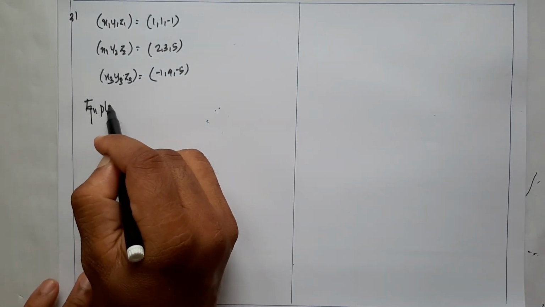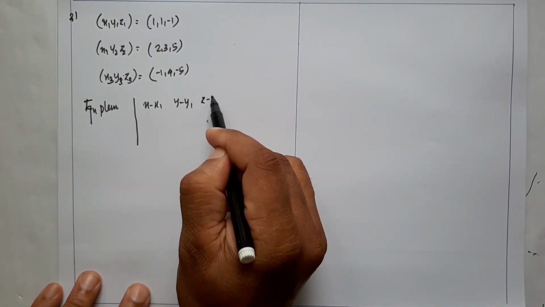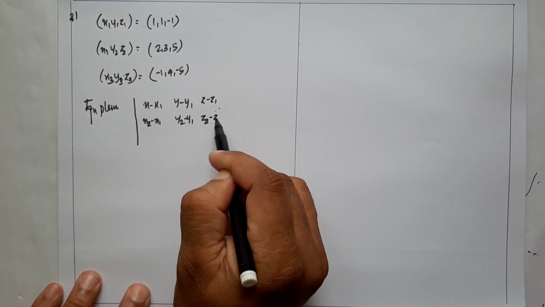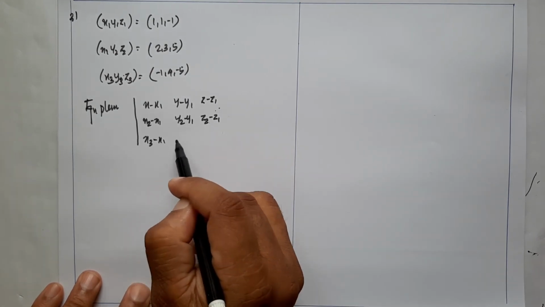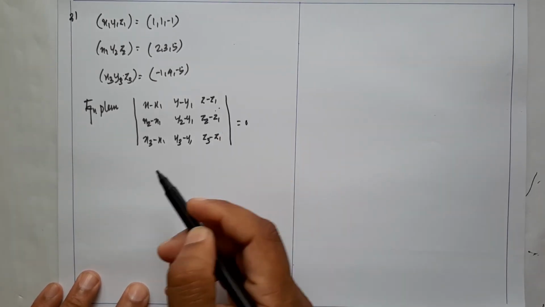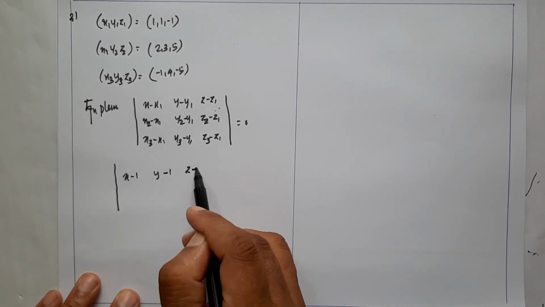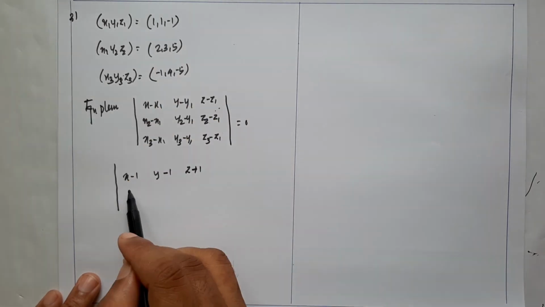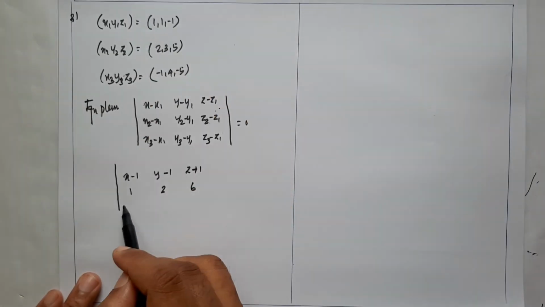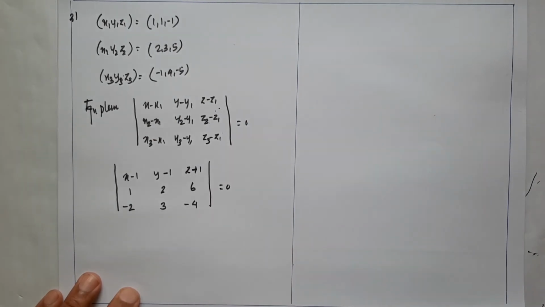You know the equation of the plane is the determinant x minus x1, y minus y1, z minus z1, x2 minus x1, y2 minus y1, z2 minus z1. Third row x3 minus x1, y3 minus y1, z3 minus z1 is equal to 0, and the determinant, that is x minus 1, y minus 1, z plus 1. 2 minus 1 is 1, 3 minus 1 is 2, 5 minus minus 1 is 6, minus 1 minus 1 is minus 2, 4 minus 1 is 3, minus 5 plus 1 is minus 4, equal to 0.